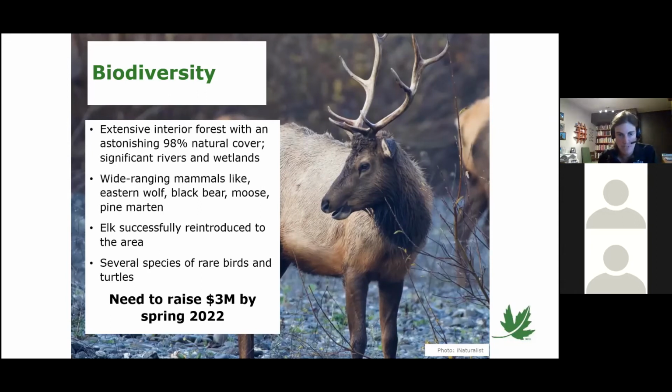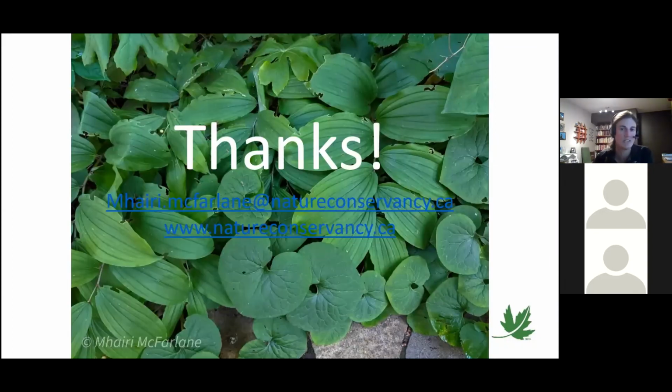There's a small problem of needing to raise $3 million by this spring. So if you are so inclined and so excited by this kind of project and are interested in supporting it in any way, then do give me a shout. We'd be super excited to chat with you. And we're really hoping to be able to announce a successful acquisition of these properties sometime over the next few months, if we're able to be successful with the fundraising. So just an exciting big project to kind of leave you with this evening. And with that, I will end it there and be excited to take any questions that have come up.